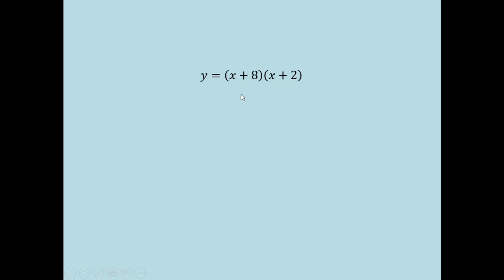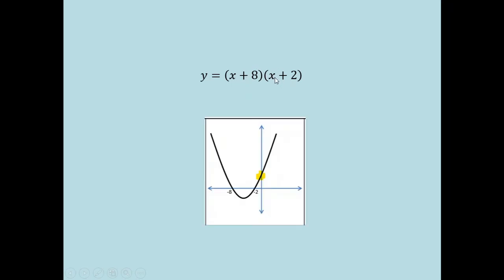Here I've got a factorized quadratic again, so I can find my roots easily. That's where this bracket's equal to 0, or this bracket's equal to 0. So that's -8 and -2. I've crossed the x-axis at -8 and -2. But by expanding this out, I can find what my y-intercept is, and that's going to be +16.